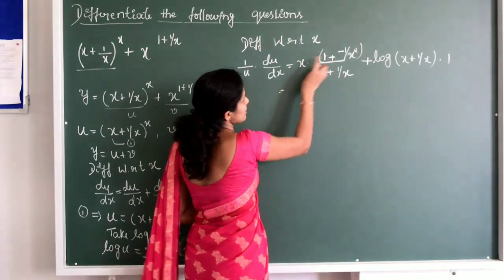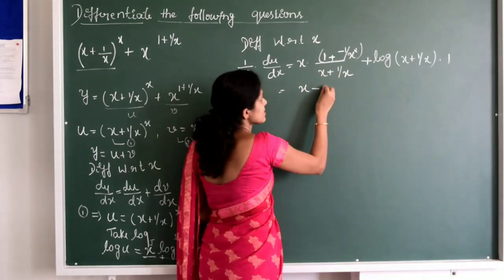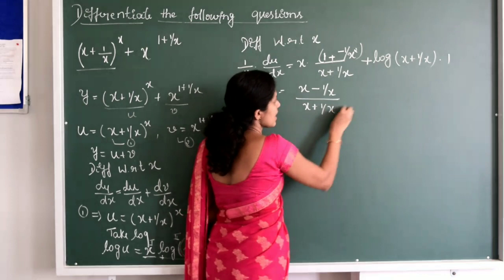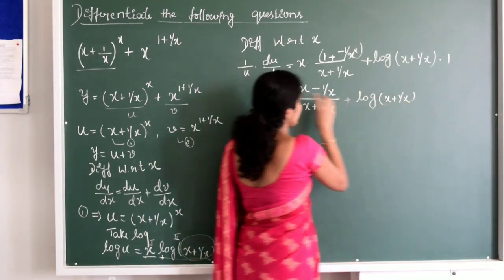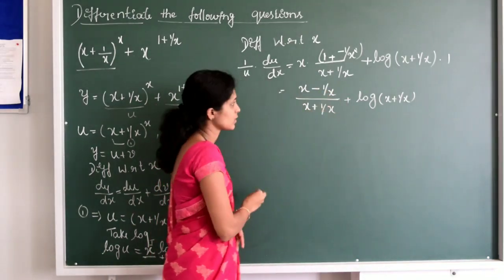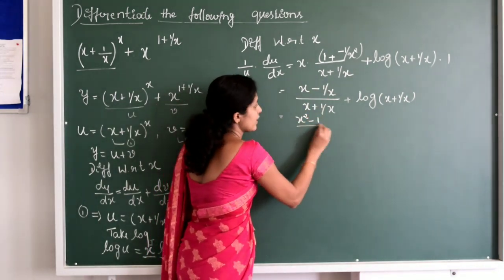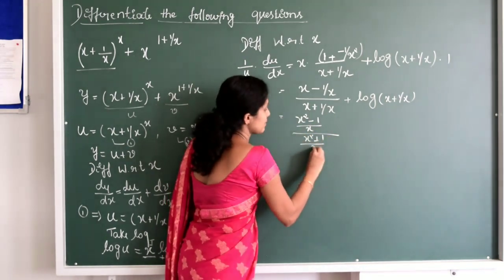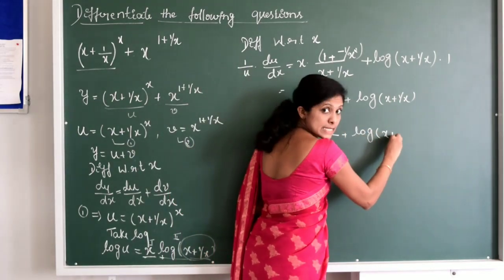Now this is equal to, we can multiply by x. So if you multiply by x, this will be x minus 1 by x, and x will get cancelled, divided by x plus 1 by x, plus log of (x plus 1 by x). So you can take LCM here. Here also x is there, here also x is there. We will take LCM so that we can cancel those x. So this is equal to, if I multiply, (x square minus 1) divided by x, and divided by (x square plus 1) divided by x, so that you can cancel this, plus log of (x plus 1 by x).